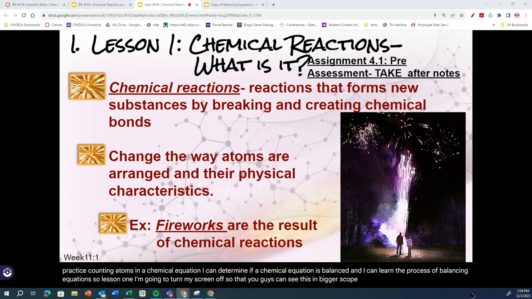All right, so it's a great idea to take notes. There are assignments in week 16. So chemical reactions form new substances by breaking and creating chemical bonds. They change the way the atoms are arranged and their physical characteristics. An example, fireworks are a result of chemical reactions.